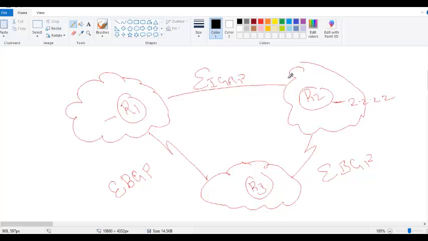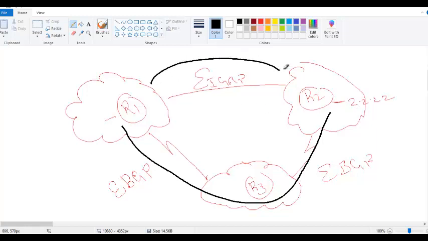Because of the administrative distance, router 1 takes this route, which you do not like. Why? Because it's a long route, 2 hops away, 2 autonomous systems. This is easy to reach, but unfortunately, the administrative distance in the routing table here is 90. For this, it is only 20.